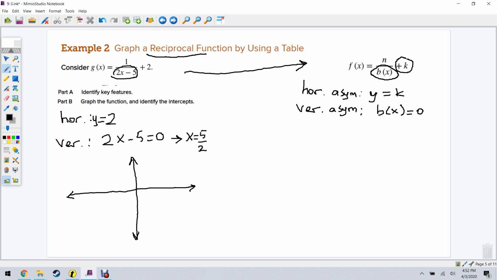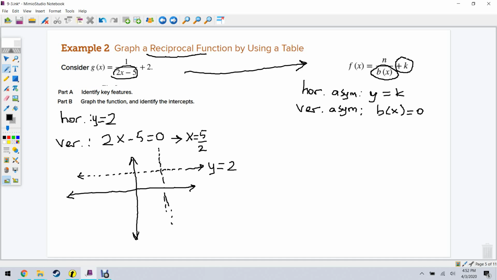Let's start with the horizontal asymptote, 2, right? So we will have a horizontal asymptote here. Assume that is a 2 here, passing through right here. Y is equal to 2 and x is equal to 5 over 2. That's 2.5, right? So I can tell it is somewhere here. Since it is vertical, it's gonna be a line here.